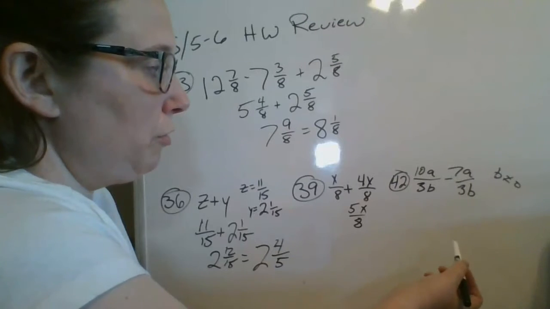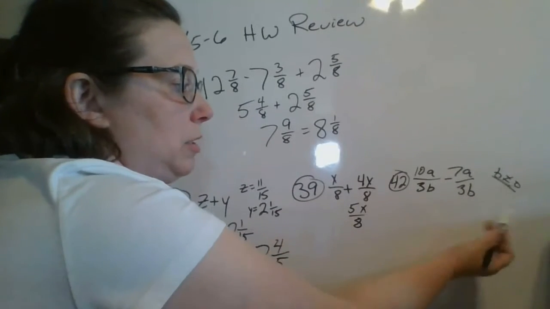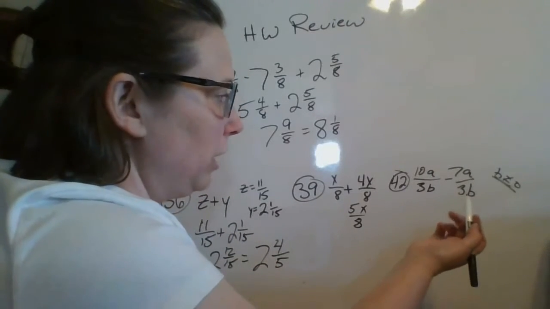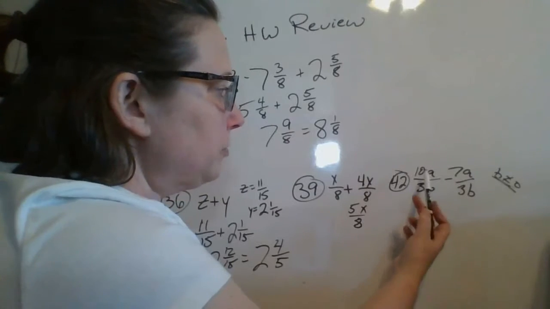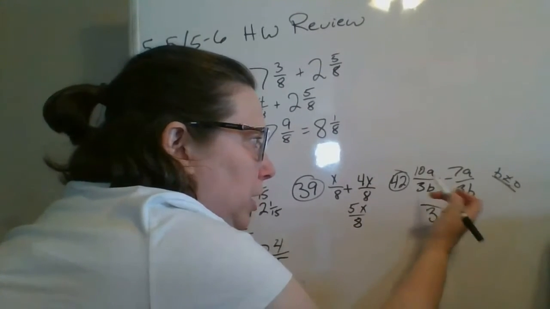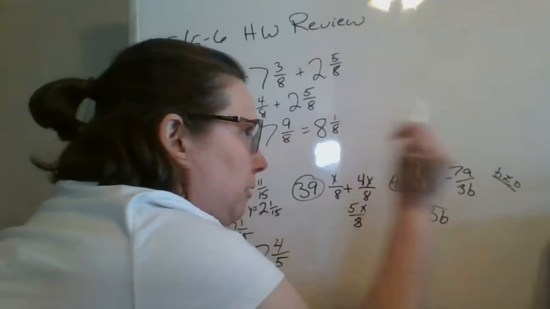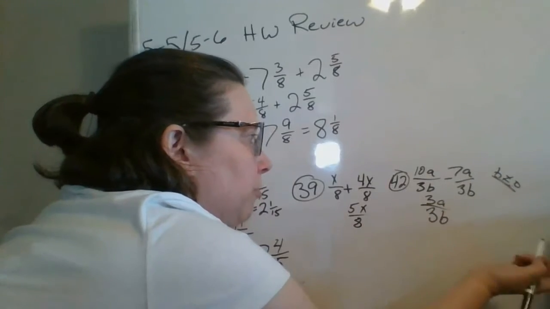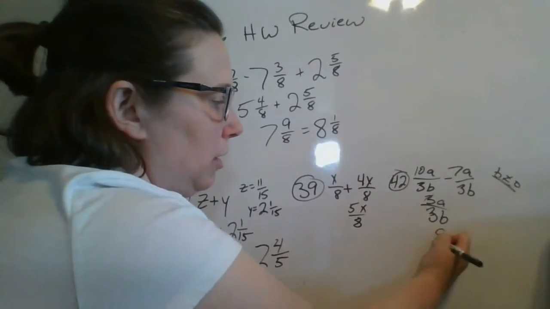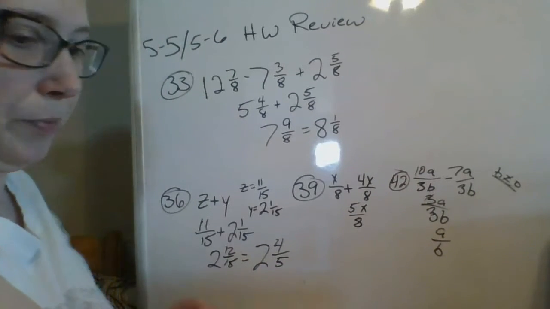Lastly, we have 10a over 3b minus 7a over 3b. They're telling us that b is not equal to 0 because 0 cannot be a denominator. That would be an illegal math move. So they have to tell us that. But we can subtract here. Our denominator is still going to be 3b. We have 10a's and we take 7 of them away. So now we have 3a's. Notice that our 3's cancel out then, and we are left with a over b for number 42.